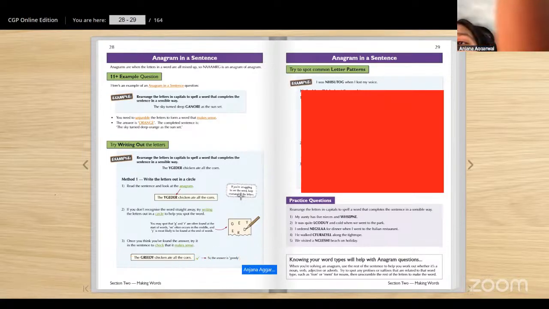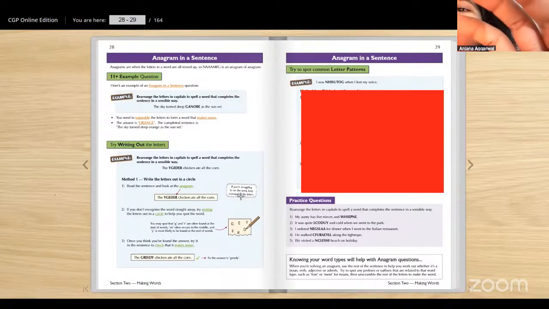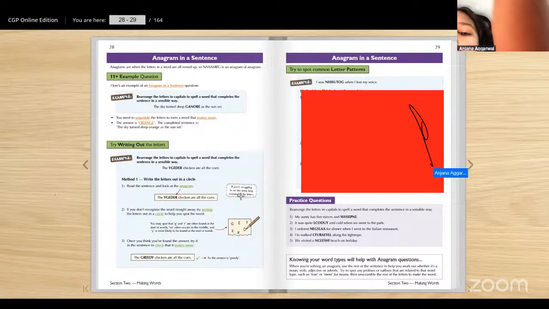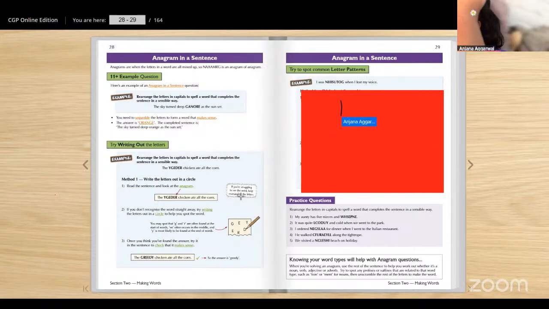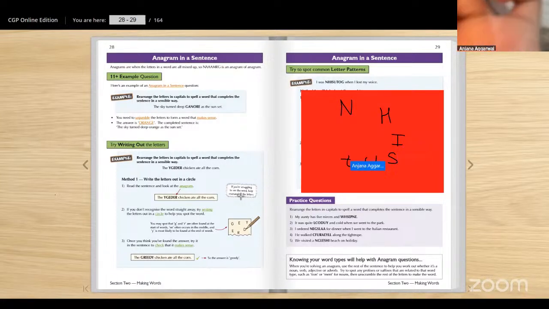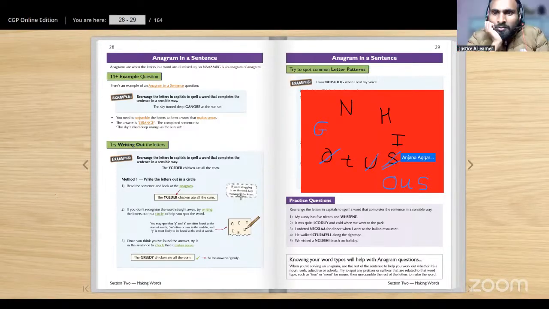Okay, next. I can finally do it without copying whatever was done there. Okay, I was NUGGADUGU when I lost my voice. So I have no idea what this would be. If I go with the N, H, S, U, T, O and G, what can I do? I know that OUS is going to be at the end, because OUS normally comes at the end. Is that correct? Or have you not seen the answer? No, that's incorrect.